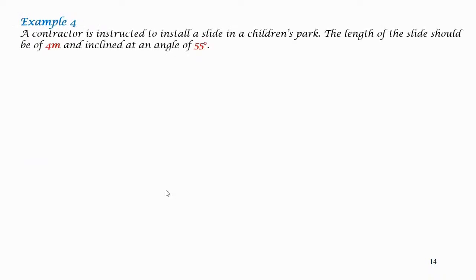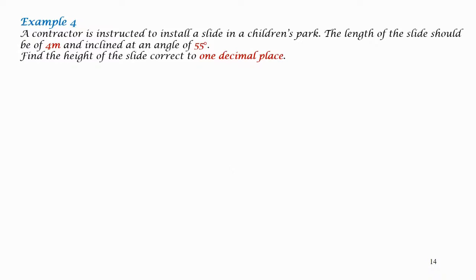Now, let us go on to another sum. A contractor is instructed to install a slide in a children's park. The length of the slide should be 4 meters and inclined at an angle of 55 degrees. Find the height of the slide correct to 1 decimal place.